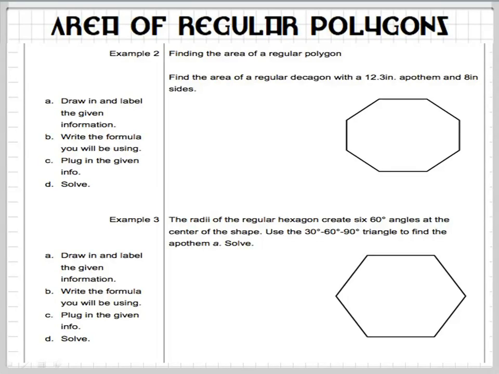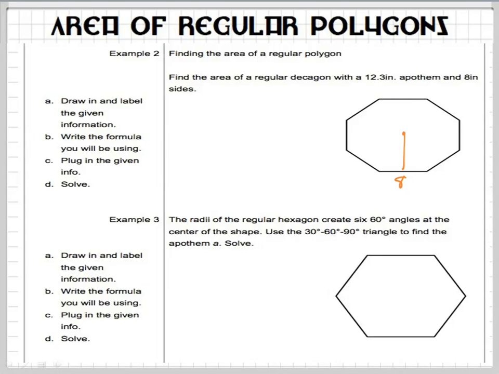When the good stuff happens. Alright, now we're actually going to find the area. So it says, find the area of the regular polygon. Okay, so this is a decagon with a 12.3 inch apothem and an 8 inch side. Okay, so I'm going to put 8 right here, and let's put our apothem in here.